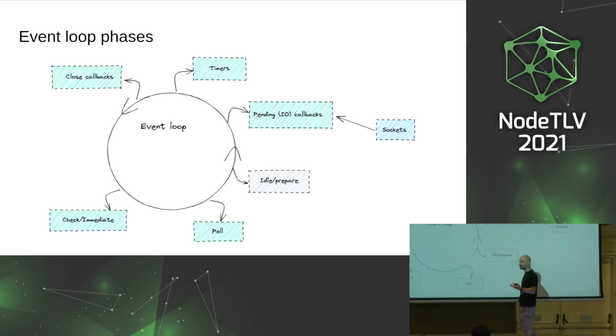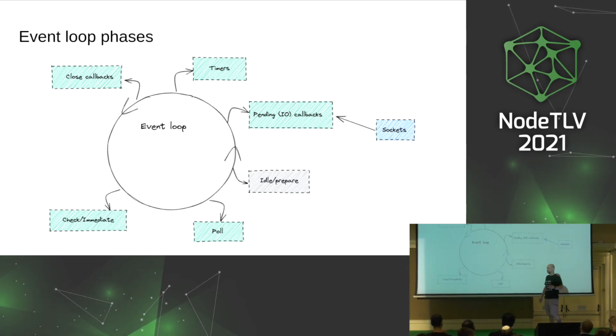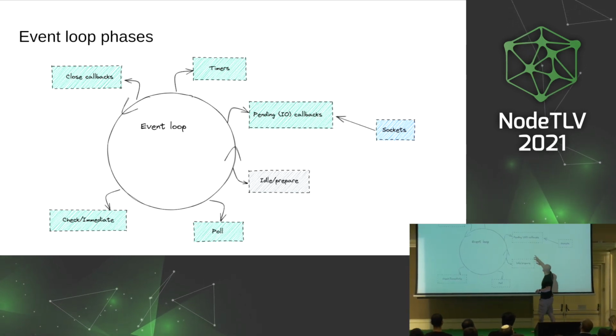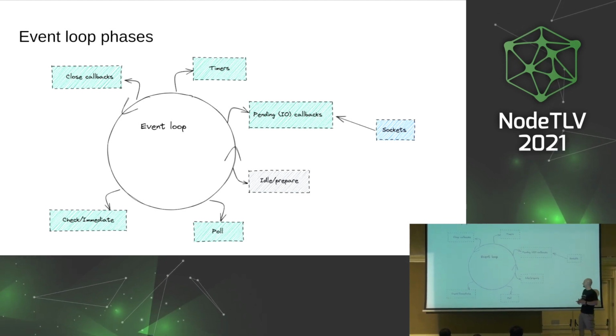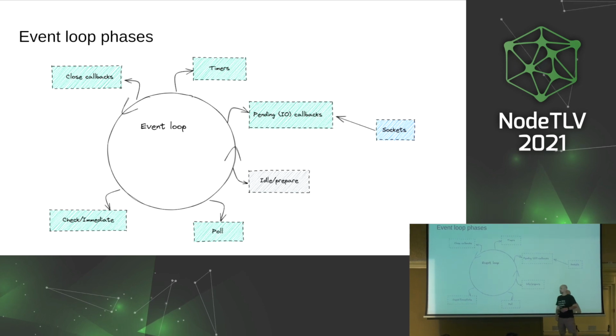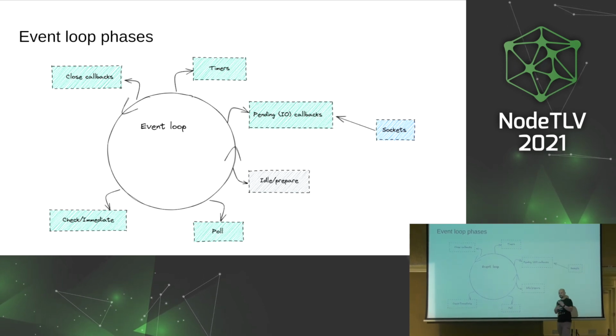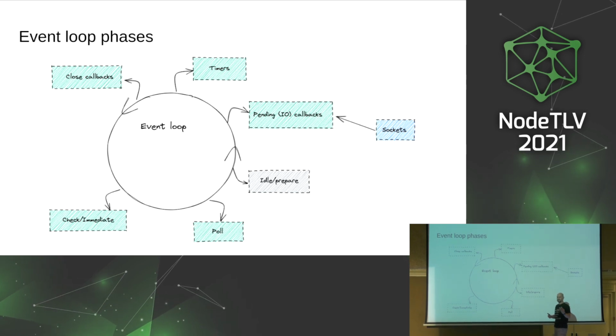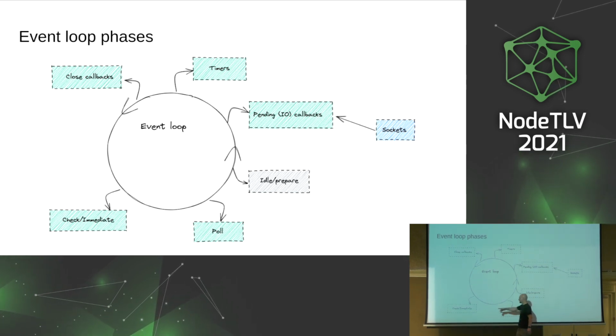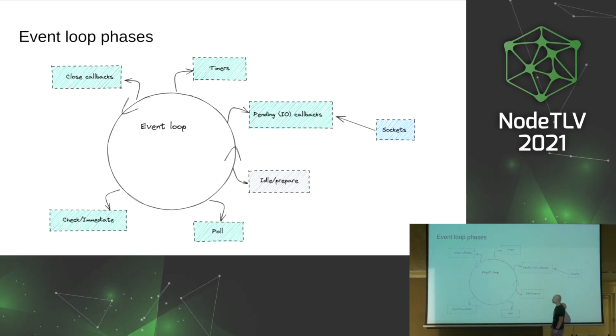Now let's talk about Node.js. This is the basic structure of Node.js and the event loop, okay? And the event loop has different phases and basically processes different types of callbacks at different phases of the event loop. So your code mostly runs in the poll phase here, basically in response to sockets or HTTP requests or stuff like that.